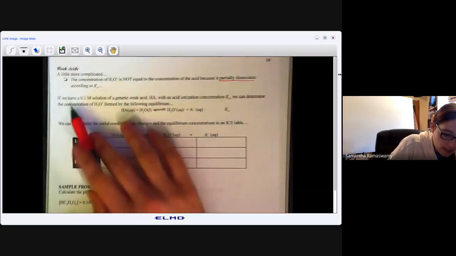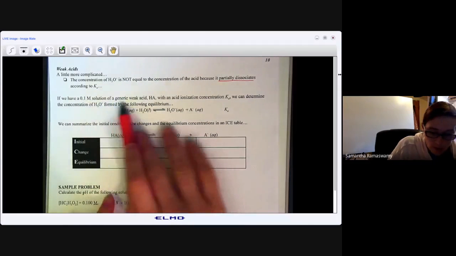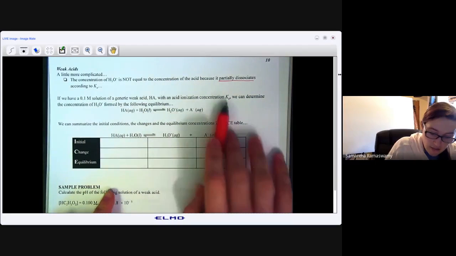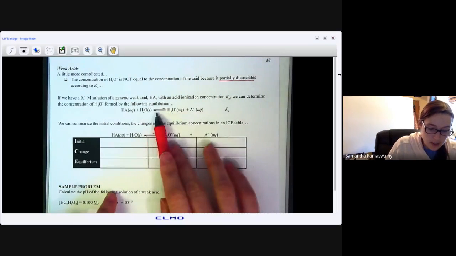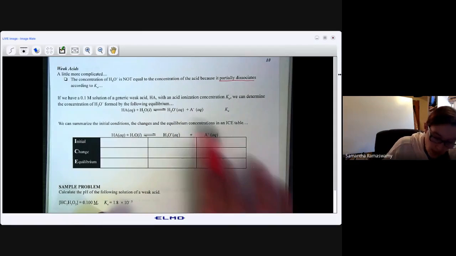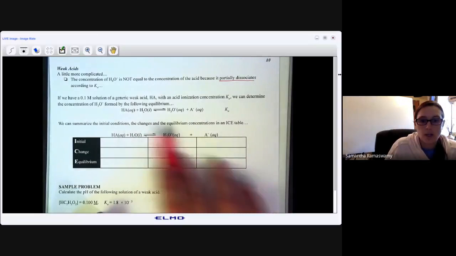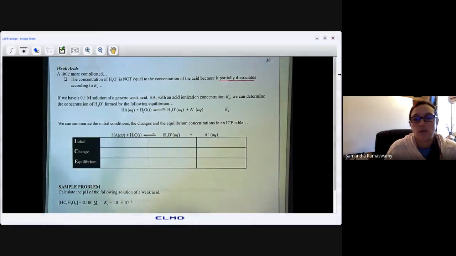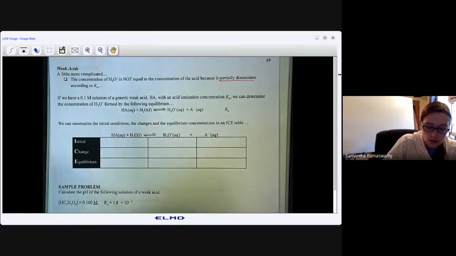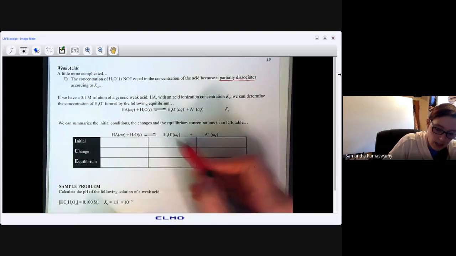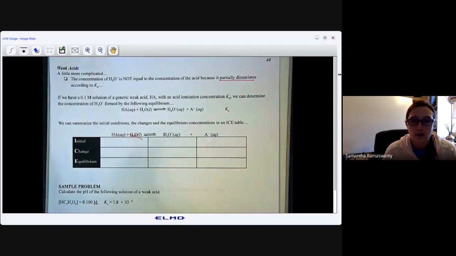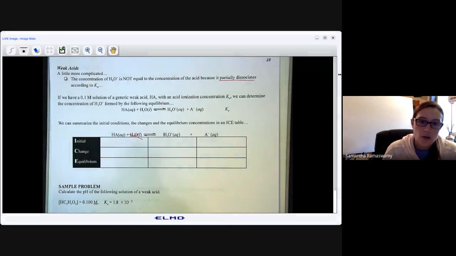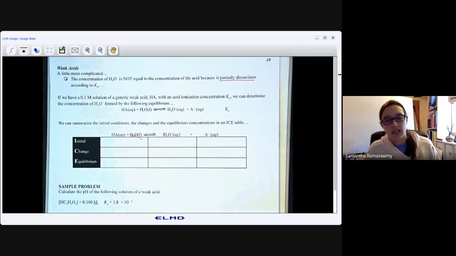All right, so this is just a general example. If we have a 0.1 molar solution of some weak acid, HA, with a value of Ka, we can determine how much H+ is formed by using equilibrium. Remember, when you have anything at equilibrium, you want to use an ICE table, no matter what. Notice there are only 3 spaces here for HA, H3O+, and A-, because H2O is a liquid, so it does not get included. We're going to use an ICE table for all of these calculations.